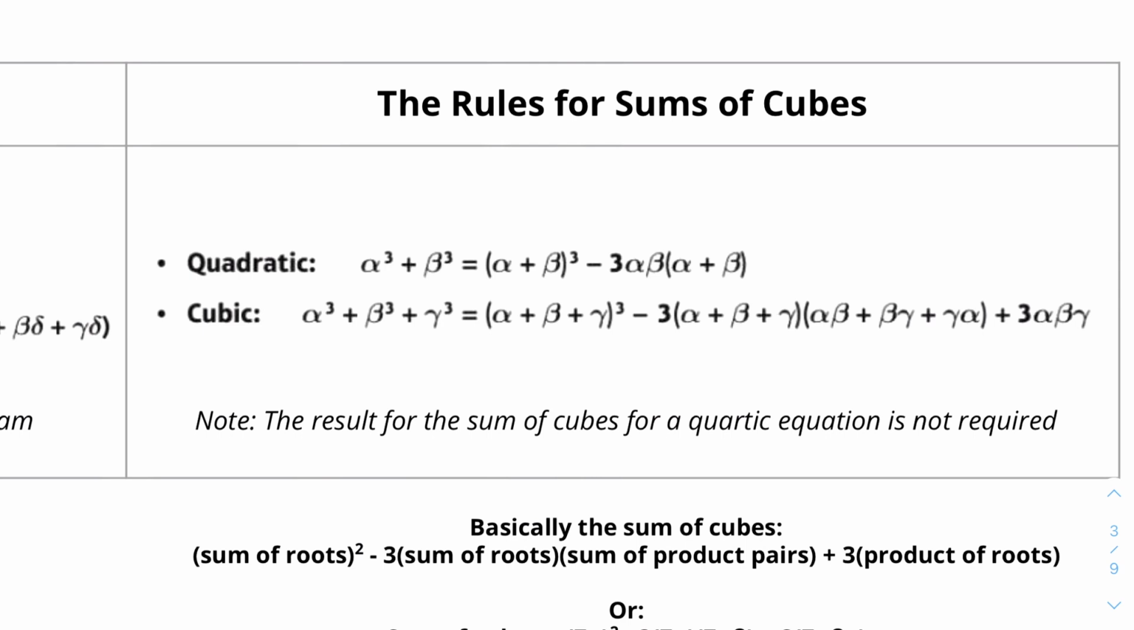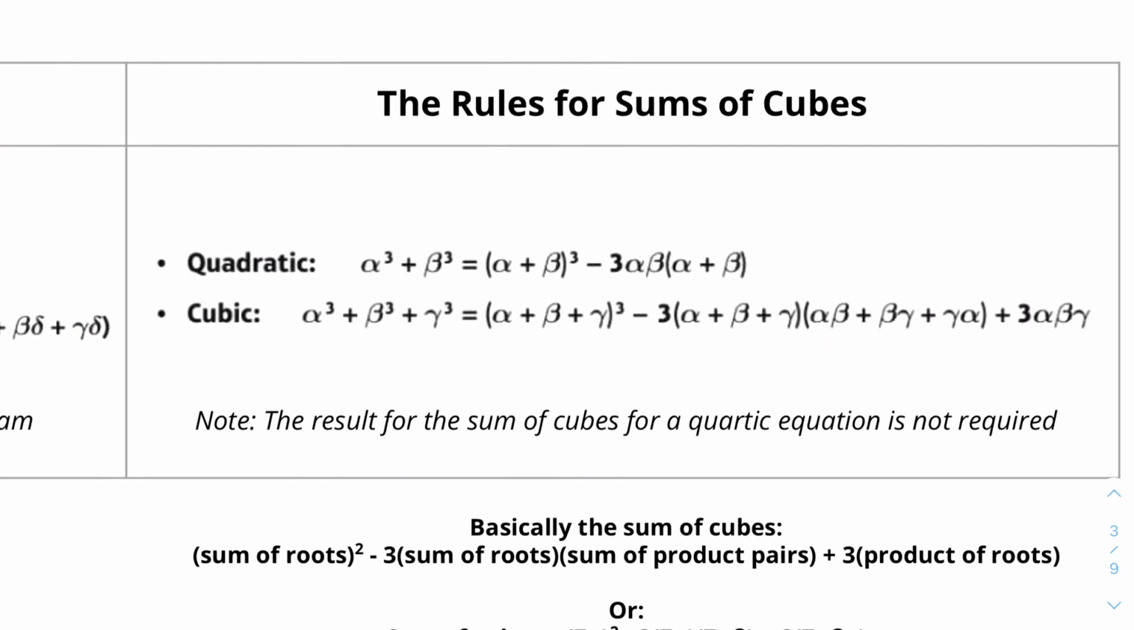So for a quadratic, alpha cube plus beta cube is equal to alpha plus beta, cubed, minus 3 times alpha beta times alpha plus beta. And this is the same as cubic, where we have alpha cube plus beta cube plus gamma cube equals alpha plus beta plus gamma, cubed, minus 3 times alpha plus beta plus gamma times alpha beta, beta gamma, gamma alpha, plus 3 times alpha beta gamma.